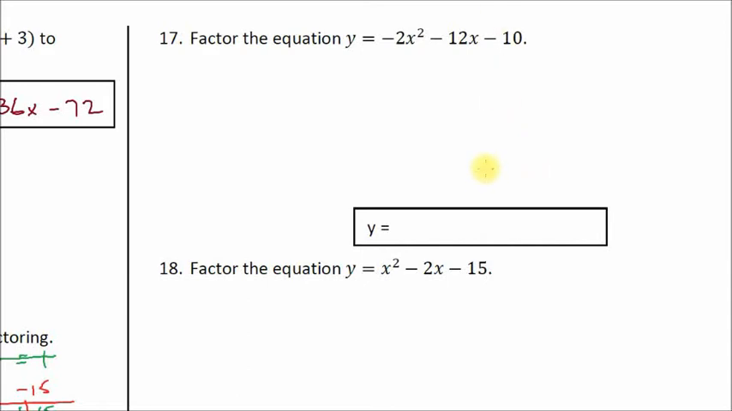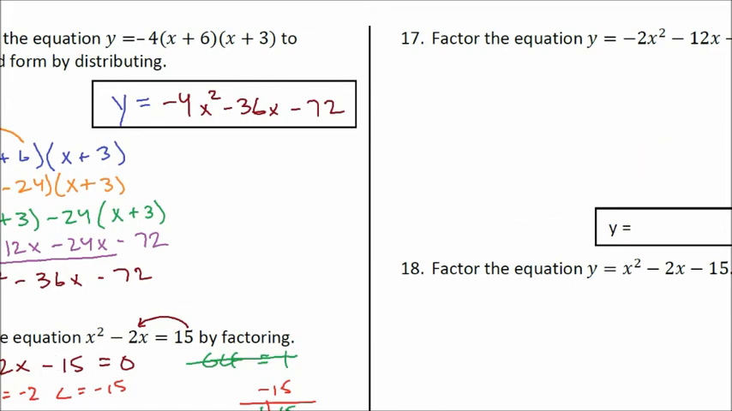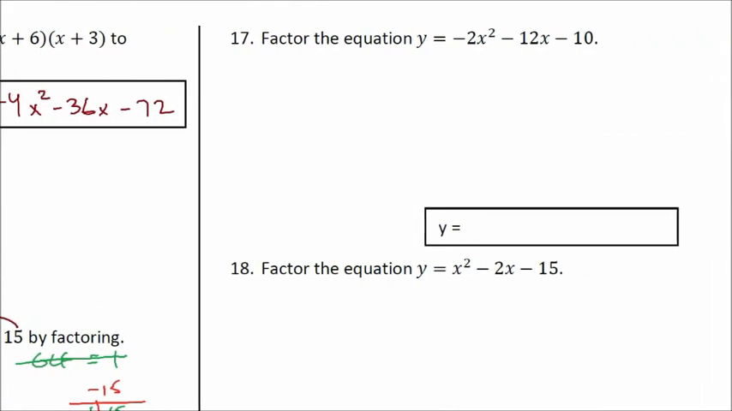Question number 17. Factor the equation y equals negative 2x squared minus 12x minus 10. Class, I want you to see something. Take a look at the, oops, you can't actually see this. Sorry, I can't scroll over to it, but I'll let you know.